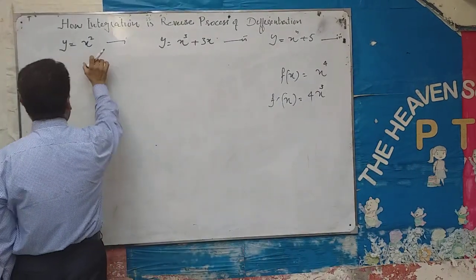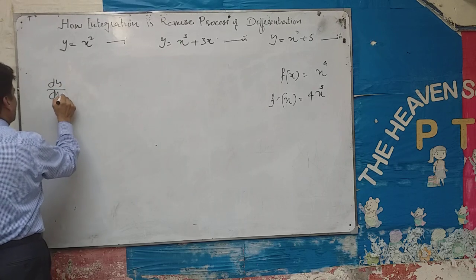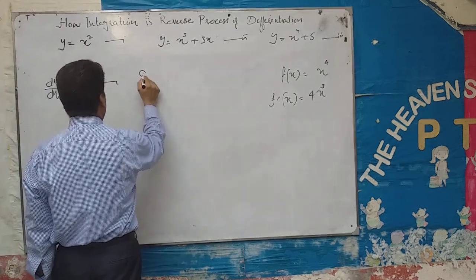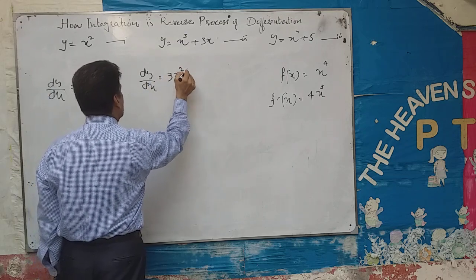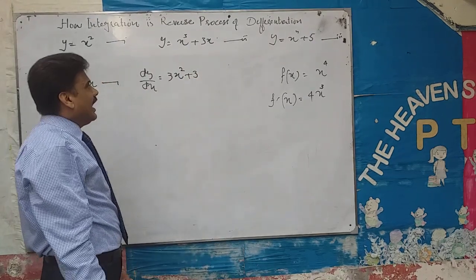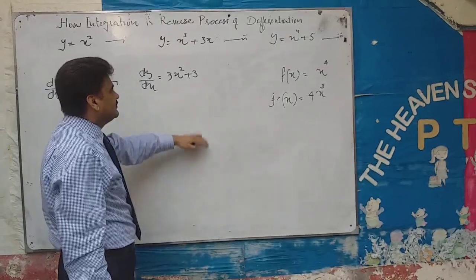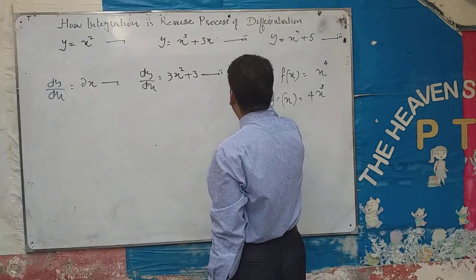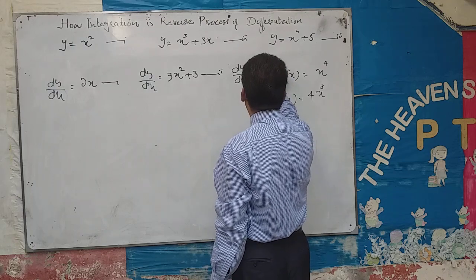The gradient function of the first one will be dy by dx is equal to 2x, and in the second case dy by dx will be 3x square plus 3, because the derivative of x, which is a variable, with respect to itself is always 1. In the third case, the derivative of x raised to the power 4 is 4x cube.